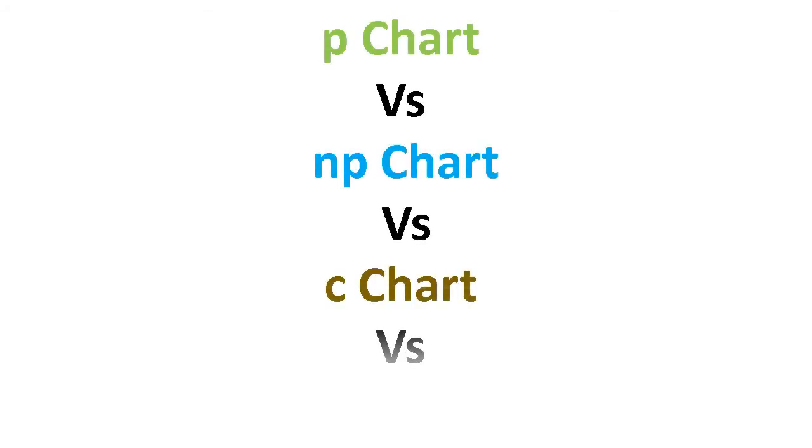There are four types of attribute charts: C chart, NP chart, P chart, and U chart. The choice of chart depends upon whether you have a problem with defects or defectives, and whether you have a fixed or varying sample size. Now let's move to find the differences between various attribute control charts and how various charts are different from each other.